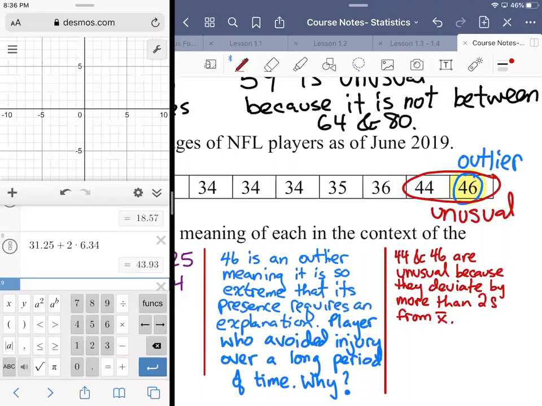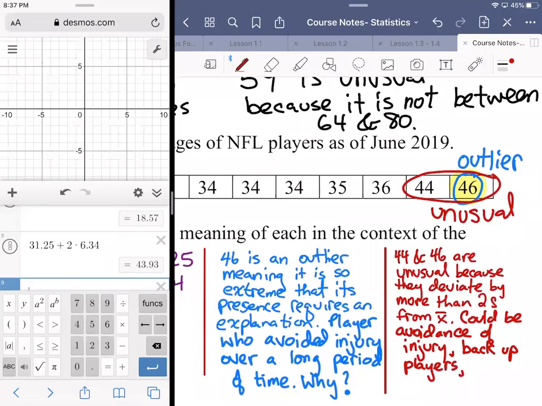But this could be avoidance of injury, all right? They may not be starting players. They could be in a backup role. So backup players.